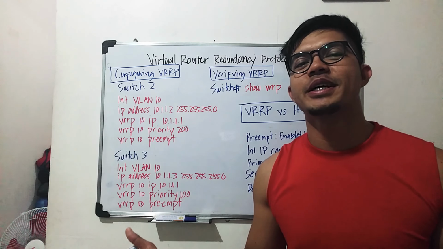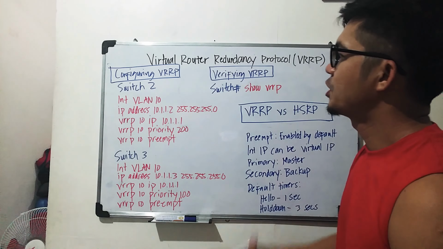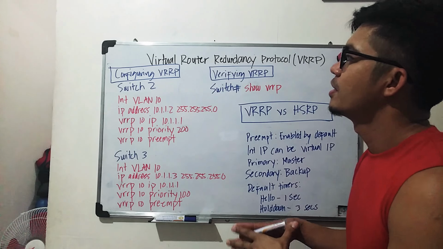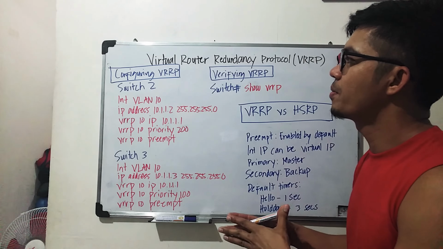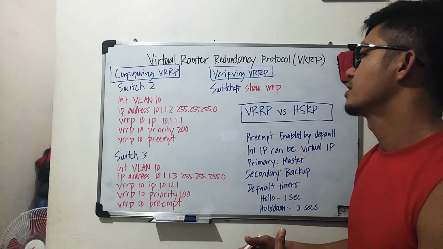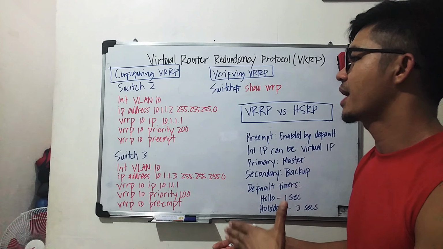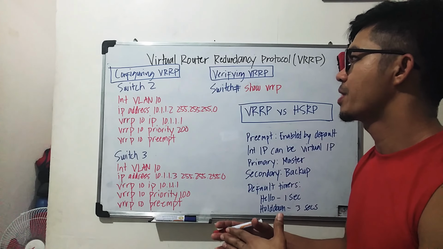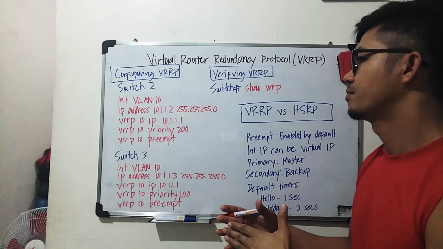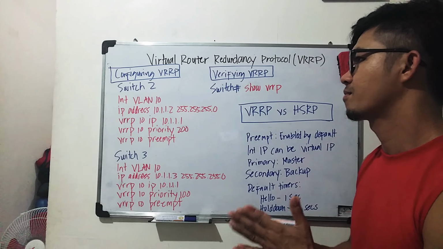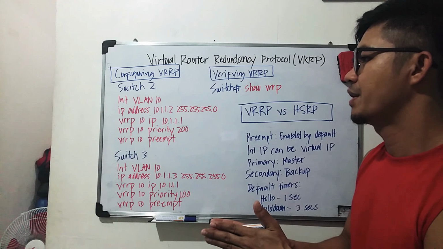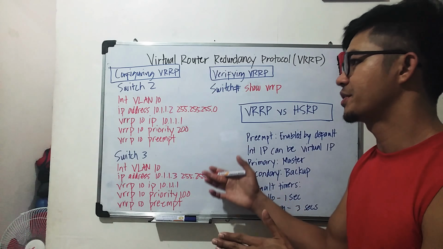Okay, in this video I'm gonna talk about Virtual Router Redundancy Protocol, or VRRP. VRRP is one of the first hop redundancy protocols. First hop meaning that, from the user perspective, it is the first device that you have to go through if you want to get out to the internet.